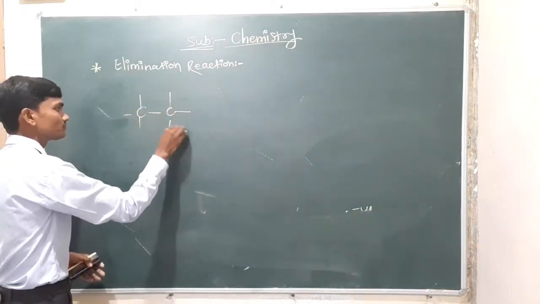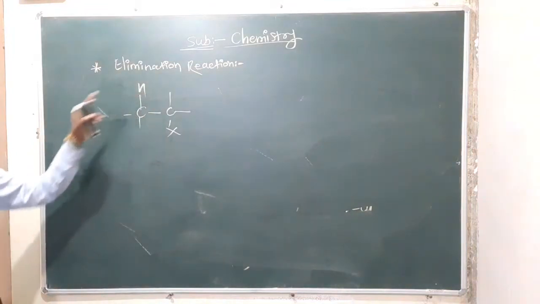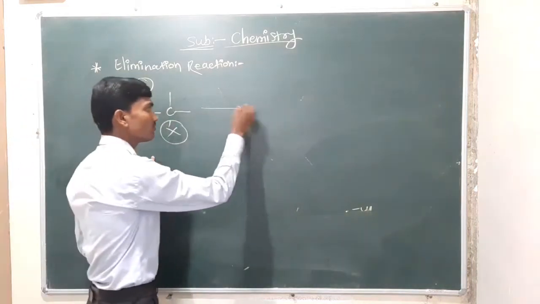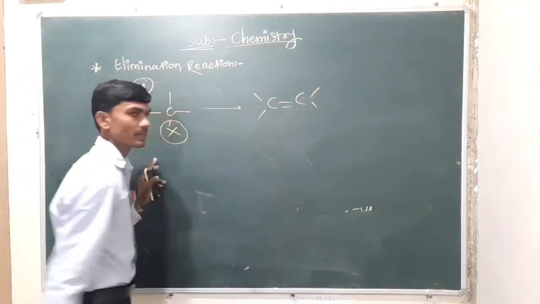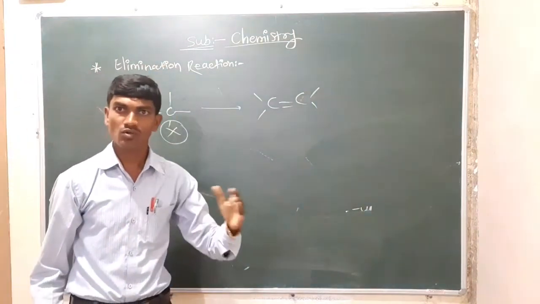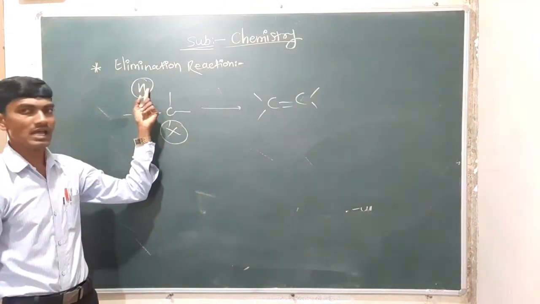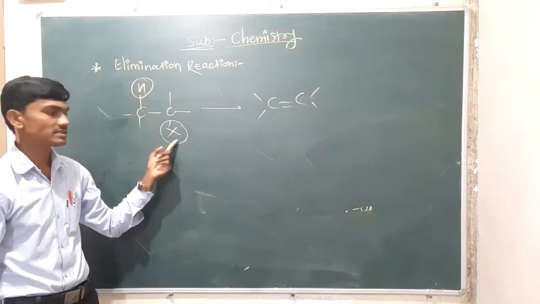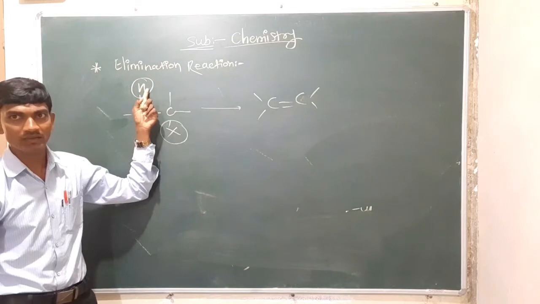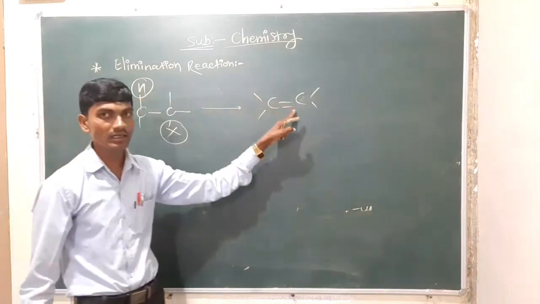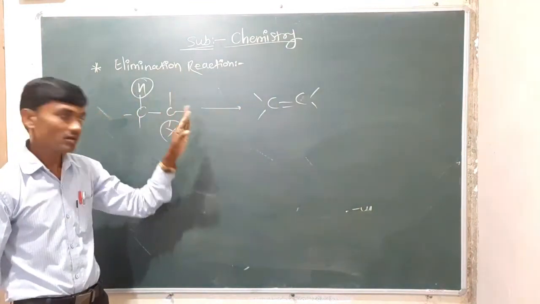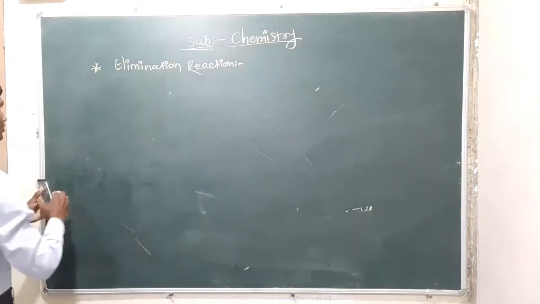In a general reaction, removal of a hydrogen atom and a halogen atom to form alkene. This reaction is called an elimination reaction. Removal of two groups or atoms. The first is hydrogen and the second is a halogen atom. Removal of two atoms, that is hydrogen atom and halogen atom, to form alkene as a major product is called an elimination reaction.